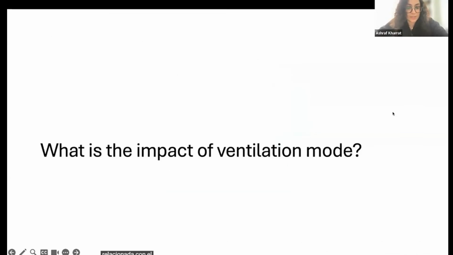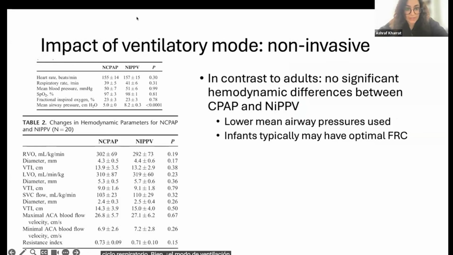Okay, does the mode of ventilation impact this at all? Well, there's very little data, not surprisingly, in neonates, but I will draw your attention to this nice study that compared CPAP and NIPPV. In adults, it's a little bit more obvious that there are hemodynamic differences when adults are placed on CPAP and NIPPV, but that doesn't seem to be the case in neonates. These echo findings looked at these two groups and found no difference in hemodynamic parameters. However, the pressures that were used in this study were quite low, like CPAP of 5, a MAP of 8 on NIPPV. These are probably lower than what we're actually using in real life in babies.